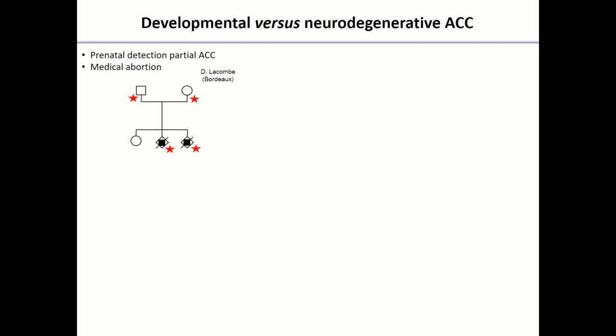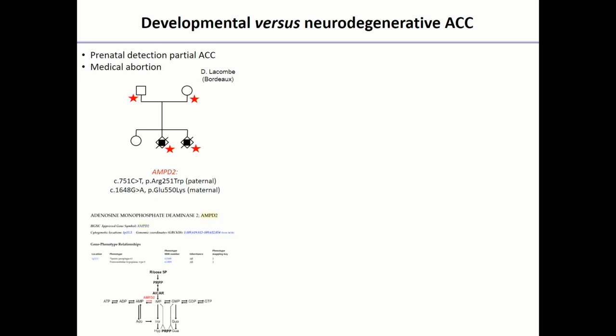So this is another example of a diagnosis that we made in fetuses. It's one of the rare families for which we ran an exome in our lab. Actually, this family had partial agenesis of the corpus callosum that was detected prenatally, and the family decided to do a medical abortion twice, because the male fetuses had this condition. And we analyzed the quatuor, and we found compound heterozygous missense variants in AMPD2.